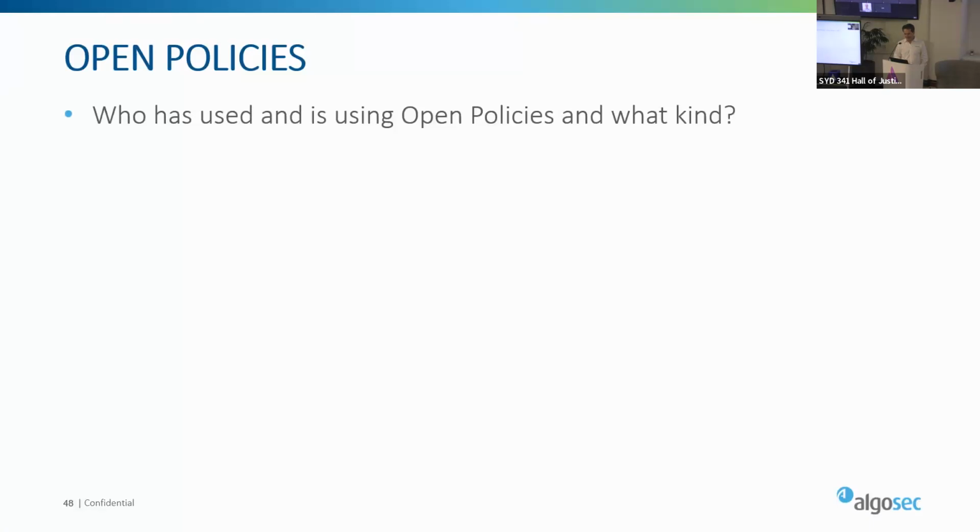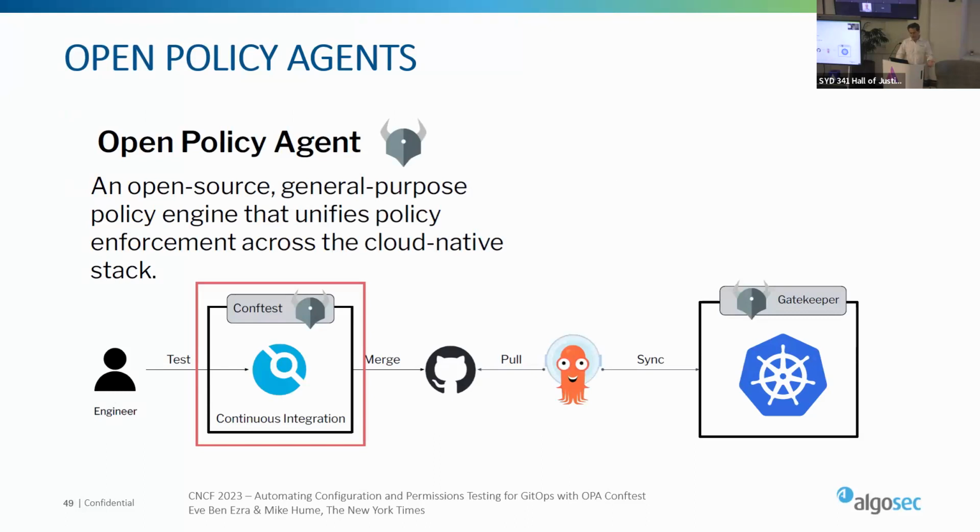Okay. So I recommend using Open Policy Agent. Today, OPA uses the Rego language and declarative configuration to say what the state is and what should happen if you drift from that state. Open Policy Agent is an open source, general purpose engine that unifies policy enforcement across the cloud native.